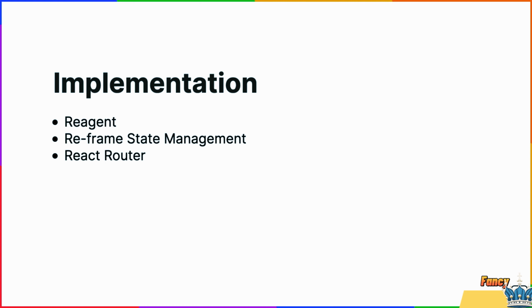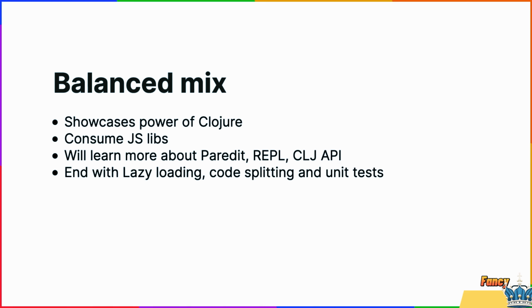In terms of the implementation, we will use Reagent, a CLJS wrapper for React. We will learn how to manage state locally and globally using reactive atoms and re-frame. Reactive atoms is Reagent's built-in solution for local state, and re-frame is a Flux-like library for ClojureScript. For routing, we will stick to traditional React Router 4. This mix showcases the power of Clojure in various conditions, like consuming JS libraries and integrating with React.